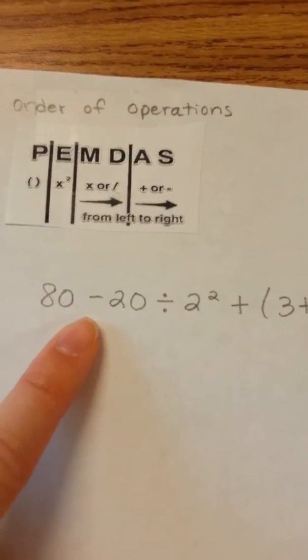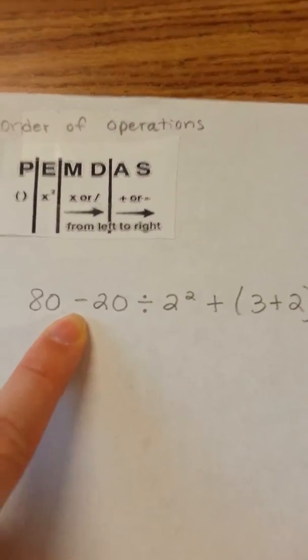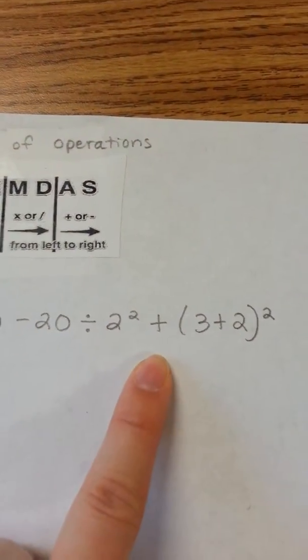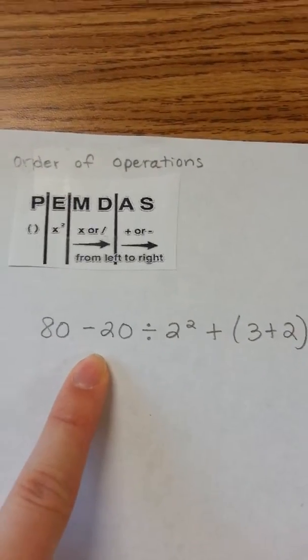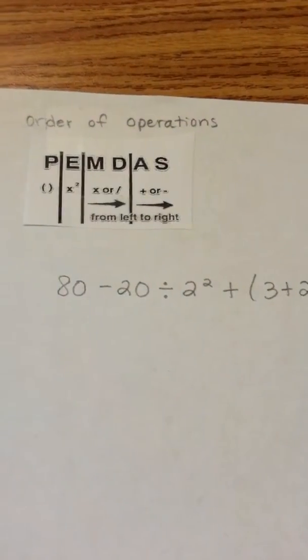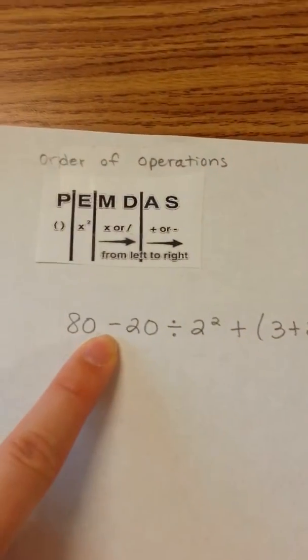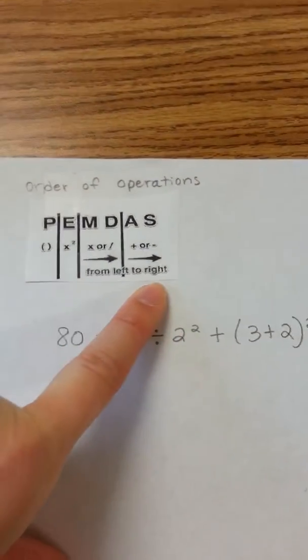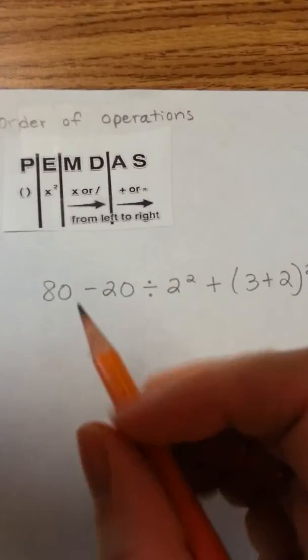So for example, I have subtraction here and I have addition here. I'm not going to add before I subtract. I'm going to subtract before I add. And the reason for that is because the subtraction comes before the addition when I look at it from left to right. Okay, so we're going to go ahead and solve this problem.